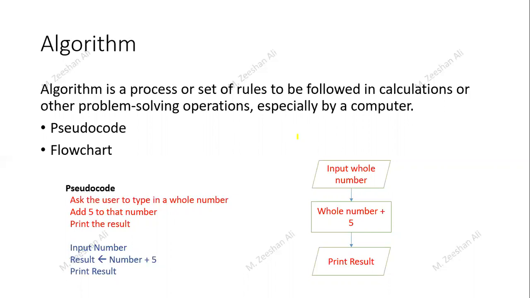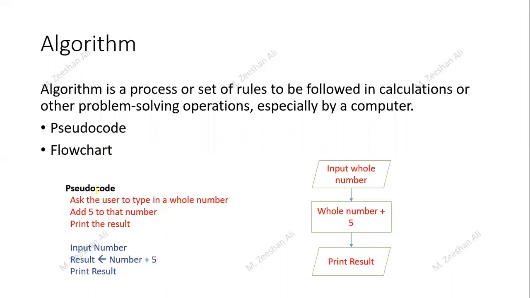Whatever actions we perform, if we write them in the form of steps, firstly what we did, then the second thing, then the third thing, the set of all these instructions is considered as an algorithm. So there are two types of algorithm. The one is pseudocode, the second one is flowchart. You can see the examples of both things.